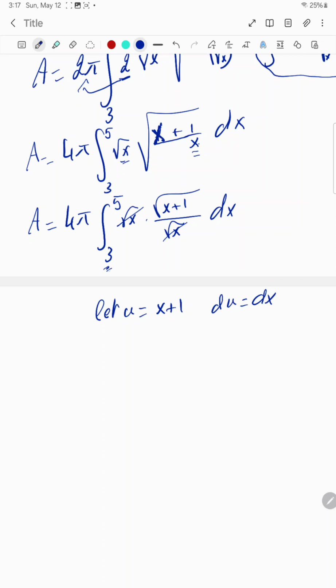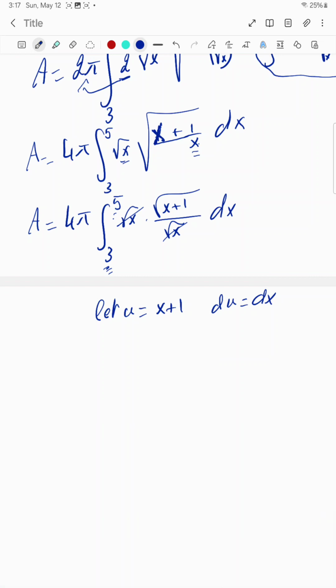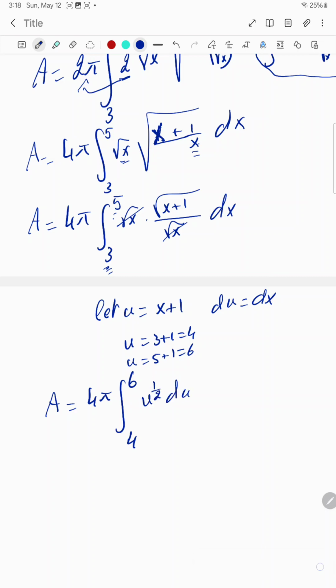And if I want to study the boundary of my integral, I replace x by 1 in u, x by 3, and then next time I will replace x by 5. So u equals 3 plus 1 equals 4, or u equals 5 plus 1 equals 6. So my area is equal to 4 pi, between 4 and 6, of u to the power 1/2 du.